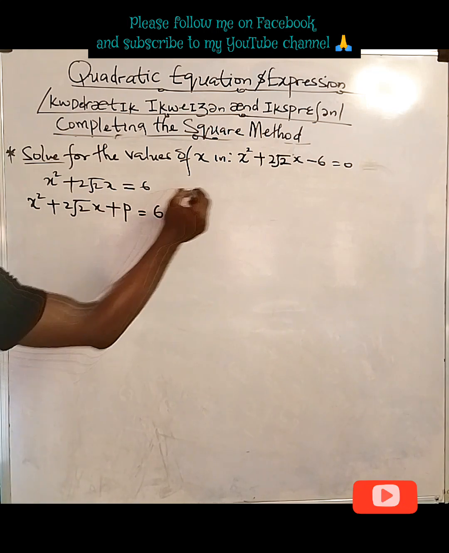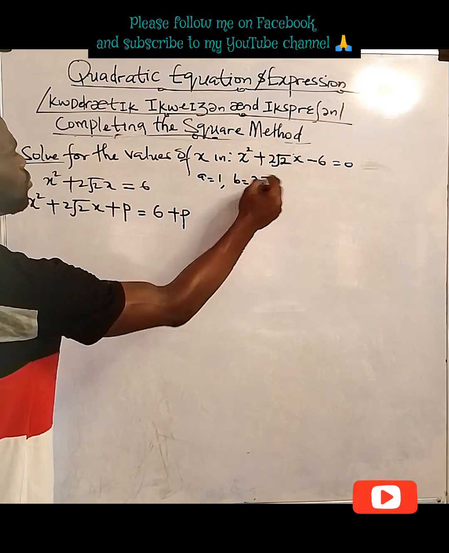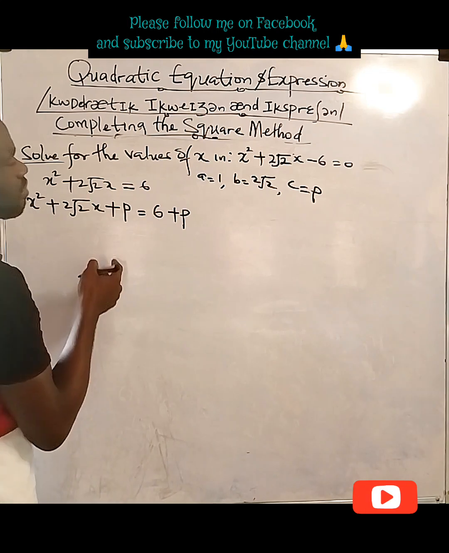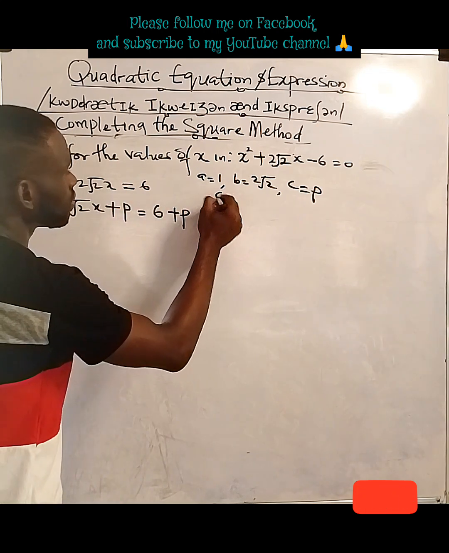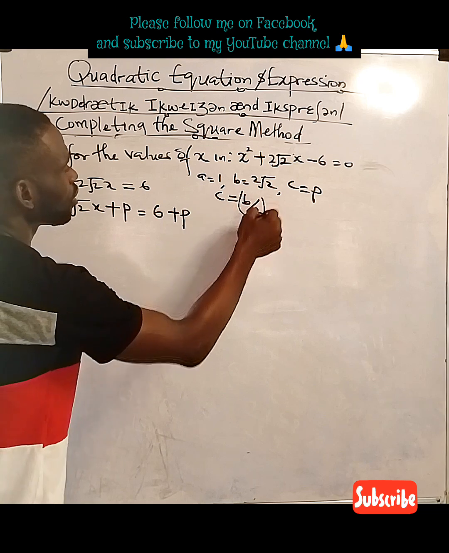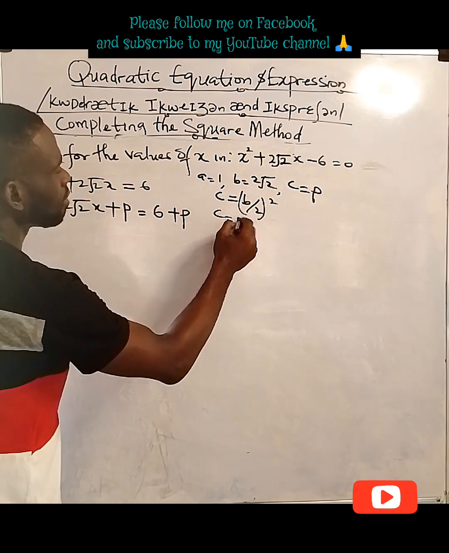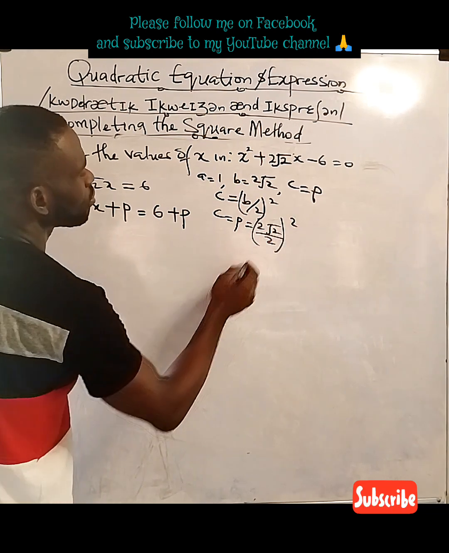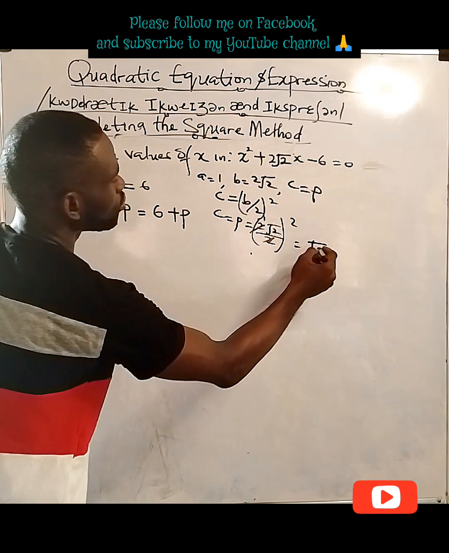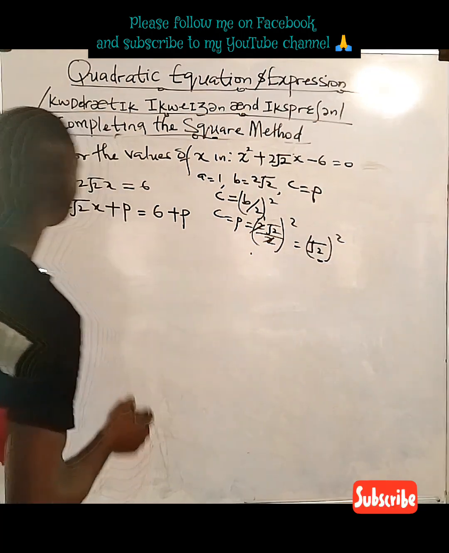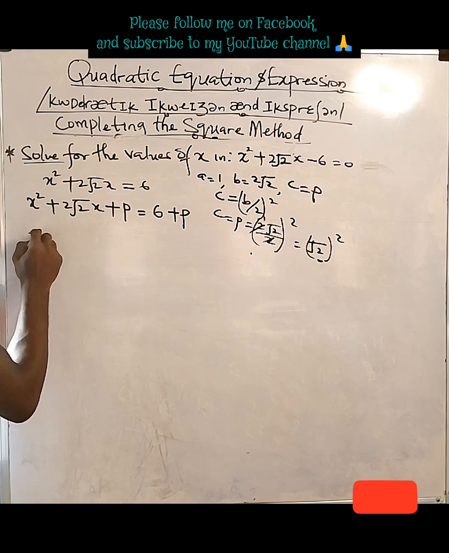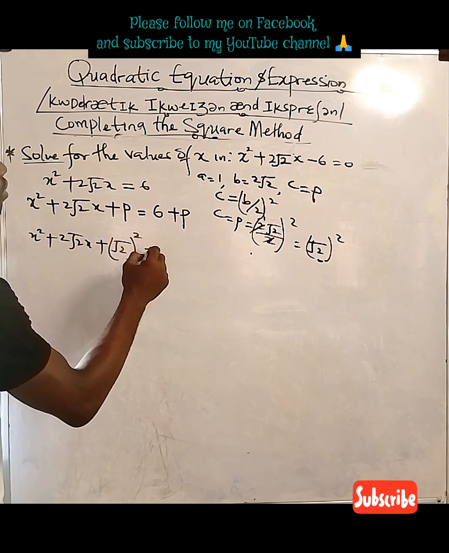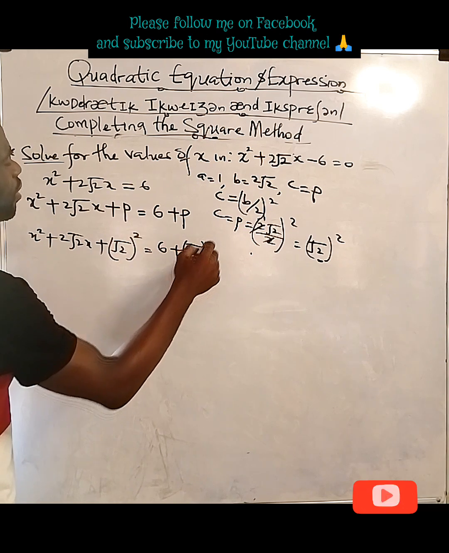Don't forget, a is 1, b is 2 root 2, and then c is p. So what's going to be the value of p? The value of p, which is c, is b divided by 2, raised to power 2. So p equals 2 root 2 divided by 2, raised to power 2. The 2s cancel, and what we have is root 2 raised to power 2. We add this to both sides. So that's x squared plus 2 root 2 x plus root 2 raised to power 2 equals 6 plus root 2 raised to power 2.